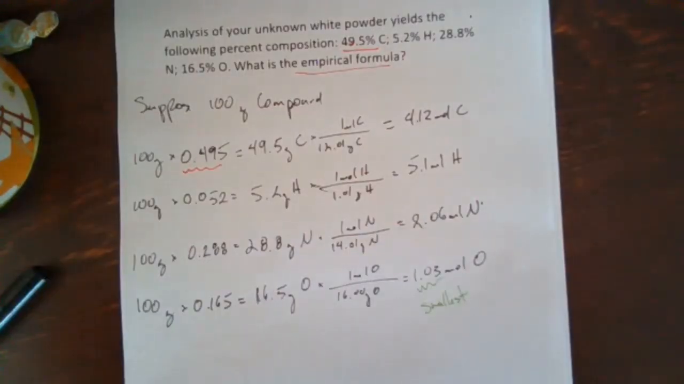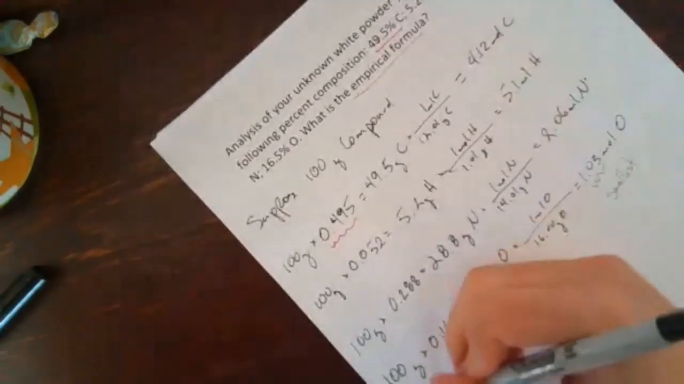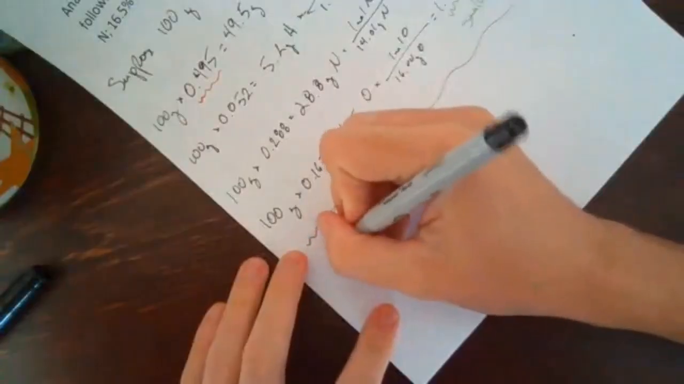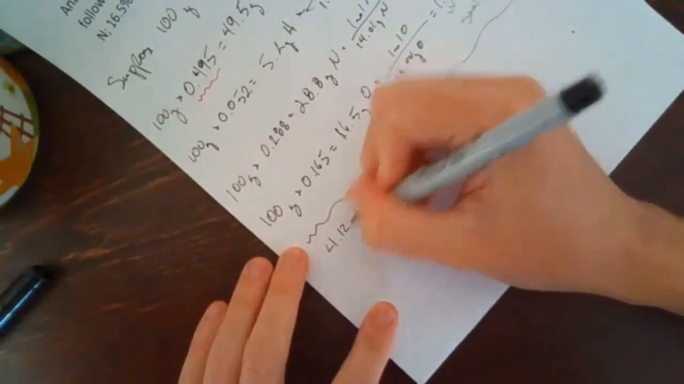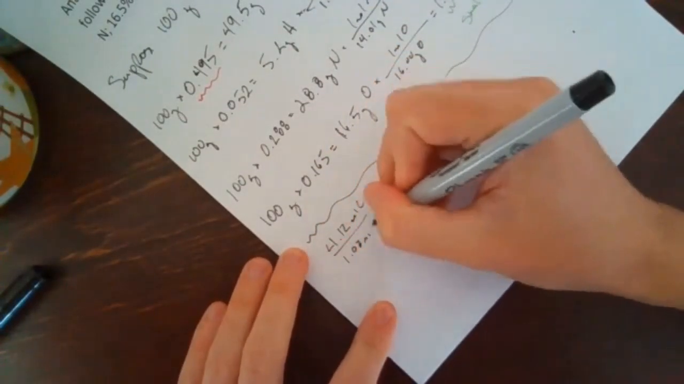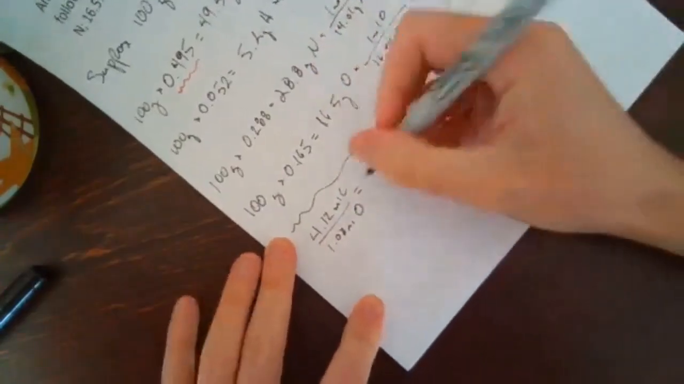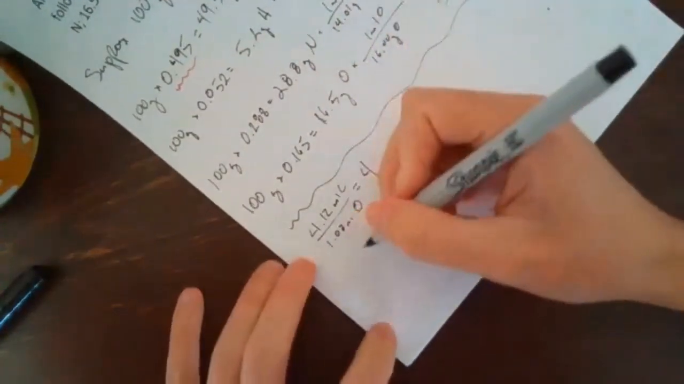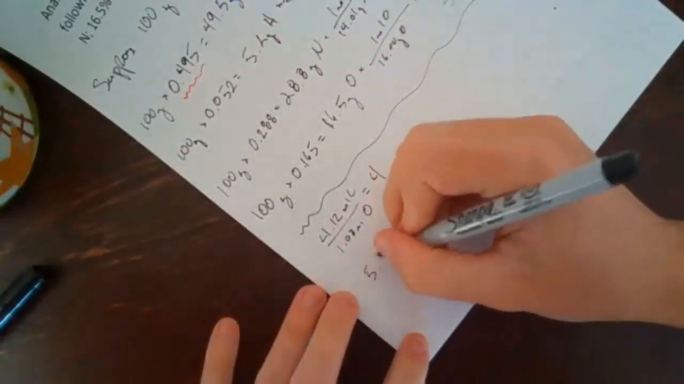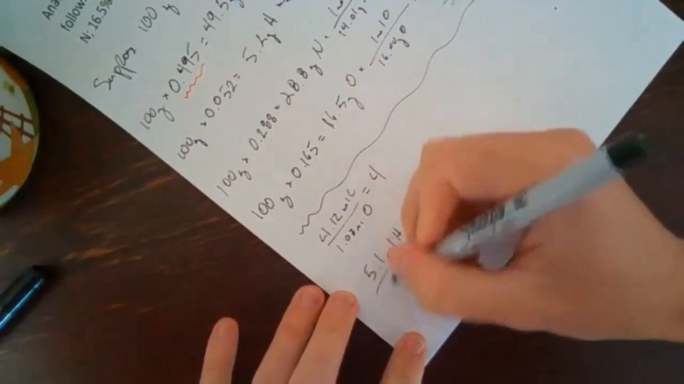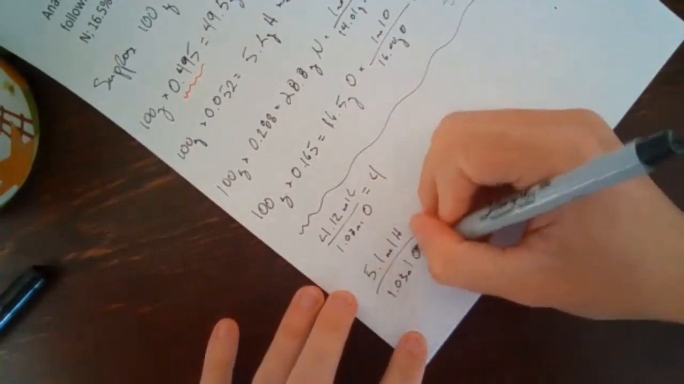Because that's the smallest value, what I want to do is divide the other values by that to determine the ratio. Okay, so let's scoot this up. We're going to do 4.12 moles of carbon per 1.03 moles of oxygen, and that gives me 4. I'm just using the numbers, 4.12 moles divided by that 1.03. I have the 5.1 moles of hydrogen divided by the 1.03 moles of oxygen.